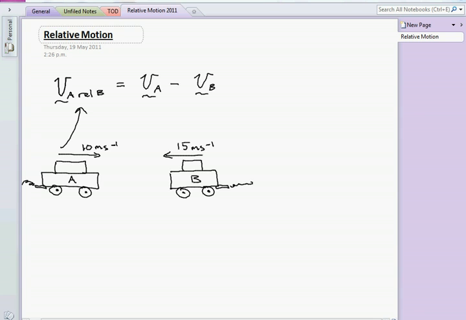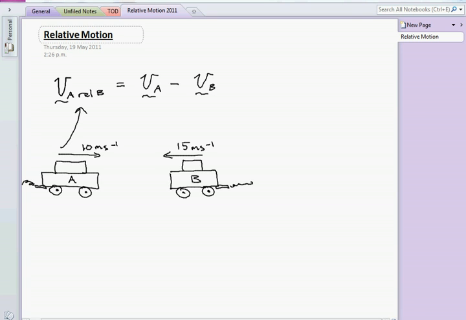You're sitting in there looking at this other car, and you want to see what velocity it's going at relative to you. So as far as you're sitting in car B, car A looks like it's coming towards you at what speed? 25 meters per second, yeah.